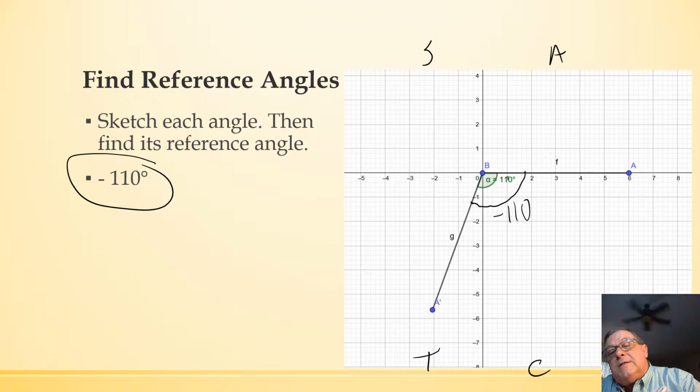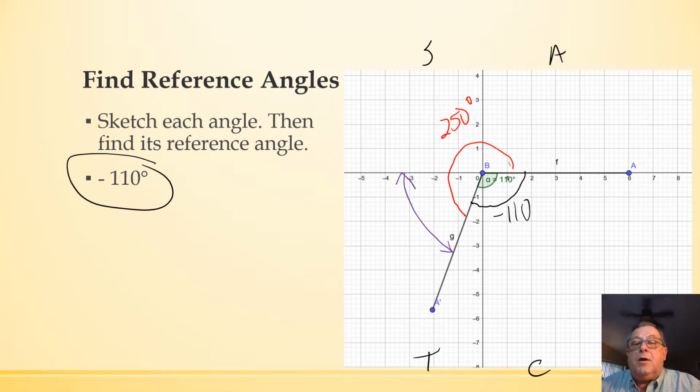But if I think about my positive coterminal angle, if I come around this way, well, that would be 250 degrees. Correct? Now, you probably have this figured out in your head a whole lot quicker than what I'm doing, but I'm just trying to illustrate. I want to find the measure of that angle right there.